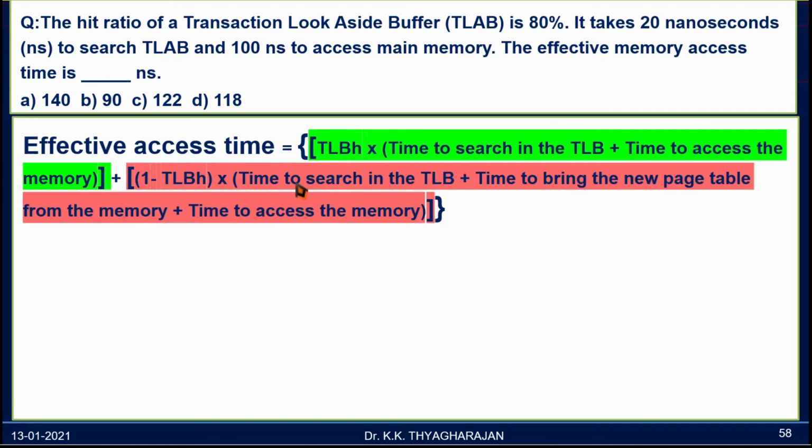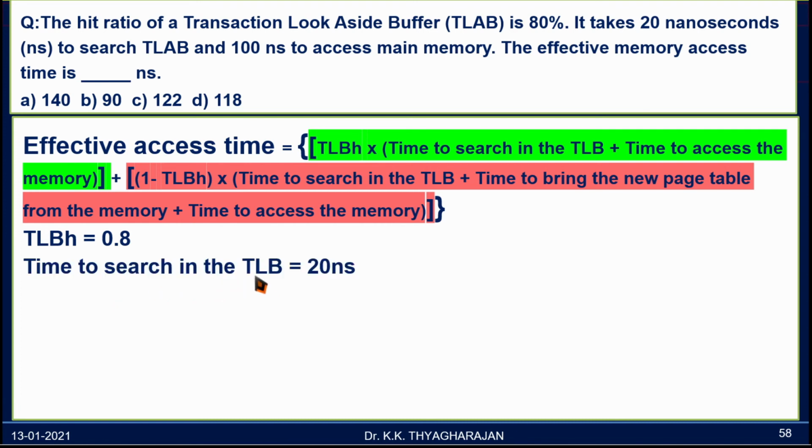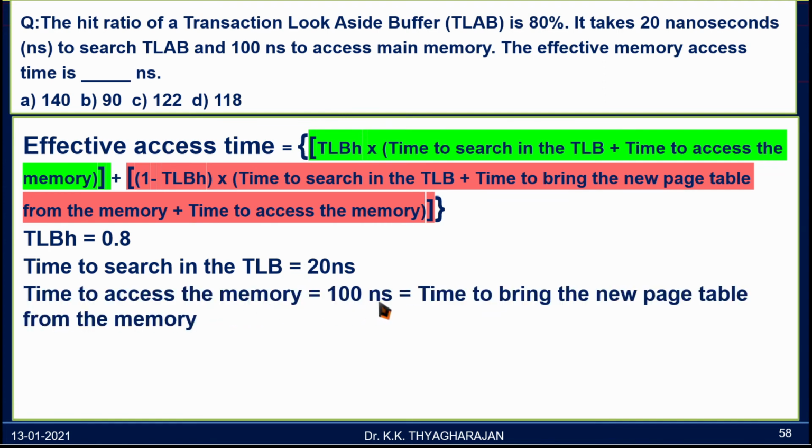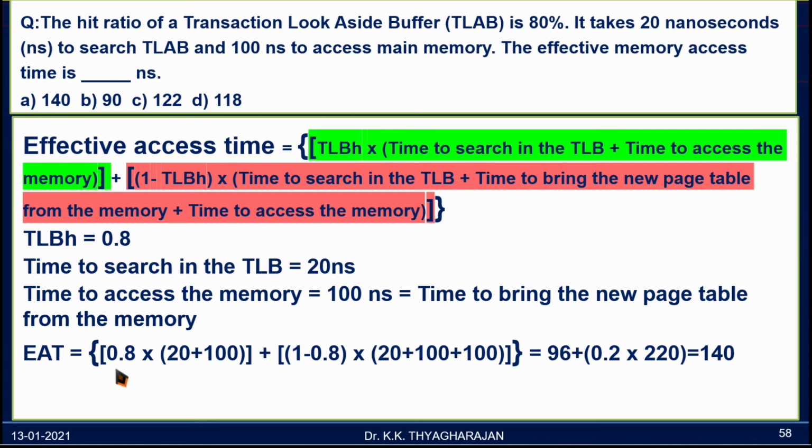So you can use the same formula. Here the hit ratio is given as 80%. So 80 by 100 is 0.8. Time to search in the TLB is equal to 20 nanoseconds. It is given. Then time to access the memory is 100 nanoseconds. That is also equal to the time taken to bring a new page table from the memory. So the effective access time is hit ratio 0.8 into the sum of search time plus access time, that is 20 plus 100, plus 1 minus 0.8, that is the miss ratio, into time to search the TLB plus time to bring the new table and the time to access the memory.